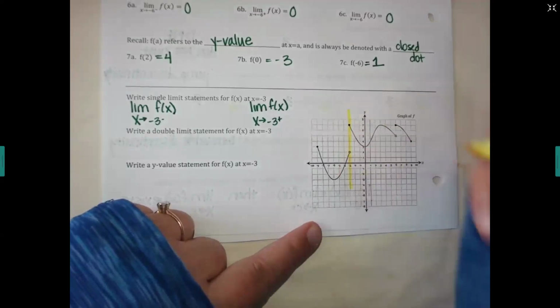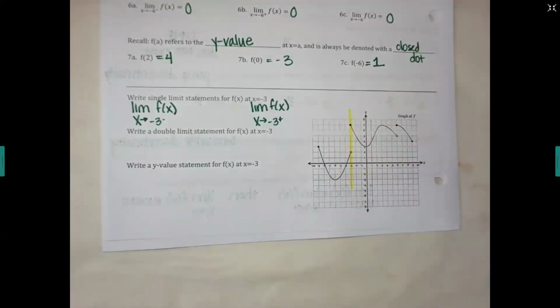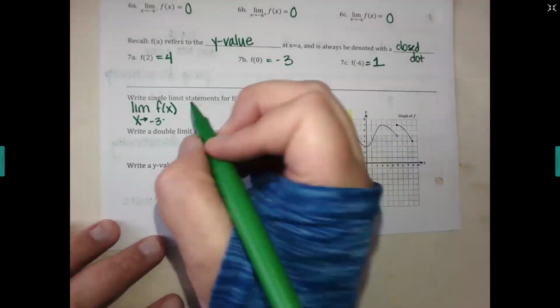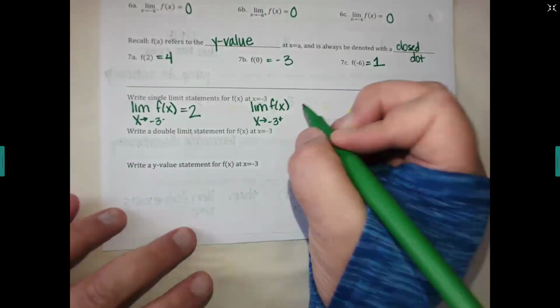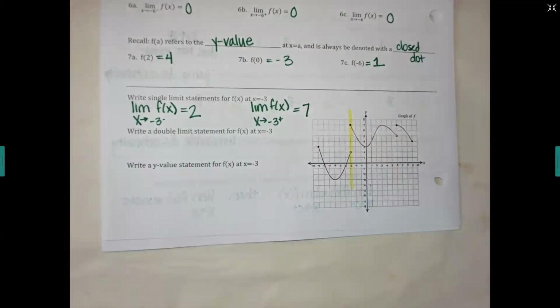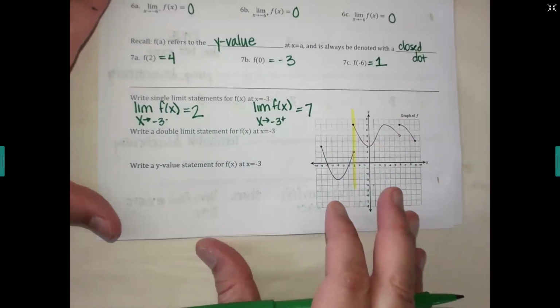-3 is right here. If I want the left side, I cover up the right side. So somebody tell me, what is my left-hand side limit or y value? 2. Okay, what about my right-hand side? 7. And if my left is a 2, but my right is a 7, my double side answer will be what? DNE. Now write it first and then we'll check it.